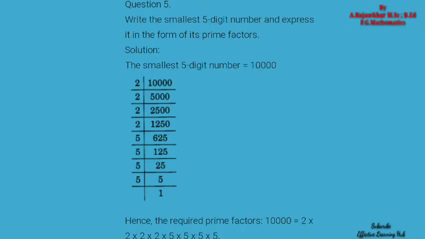Question 5. Write the smallest 5-digit number and express it in the form of prime factors. Smallest 5-digit number is 10,000. First 2 table 5,000, again 2 table 2,500, again 2 table 1,250. Next 5 table 625. 5 table means 125. Again 5 table 25. Again 5 table 5. 5 5s are 25. Hence the required prime factorization: 10,000 equal to 2 into 2 into 2 into 2 into 5 into 5 into 5 into 5 into 1. So 2 and 5 are prime numbers.